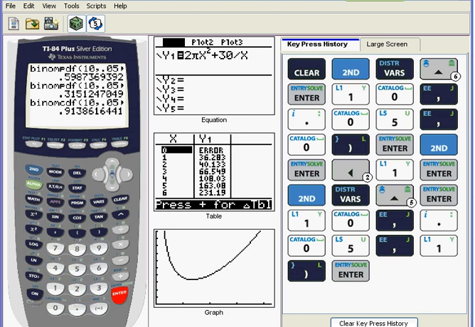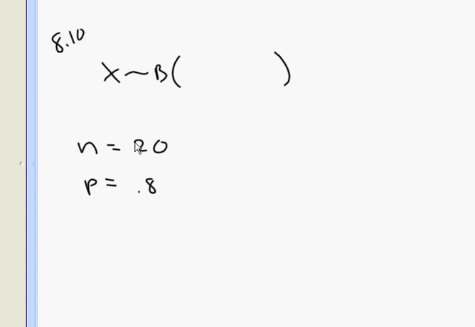So let's consider a different problem. So let's consider a problem that is binomial. Okay, we got another random variable x, actually, that's binomial with the parameters n and p. Right? So in this case, n is 20 and p is 0.8. The problem, this is problem 8.10 from Yates' book. Here's what it says, right? The university claims that 80% of its players graduate.